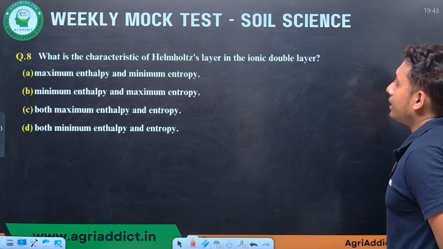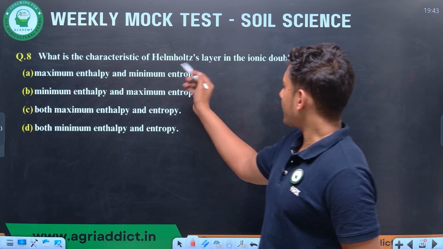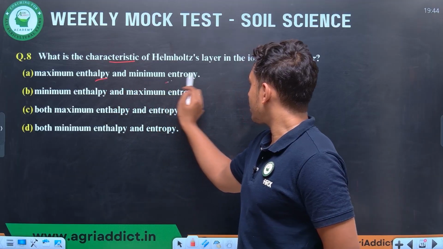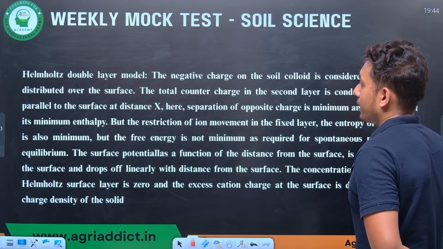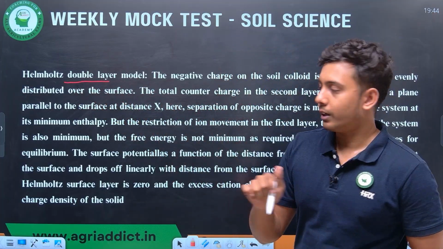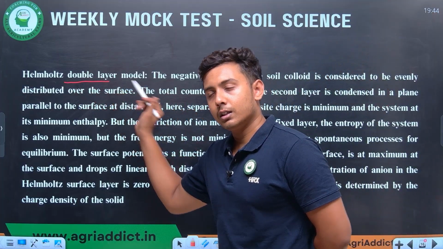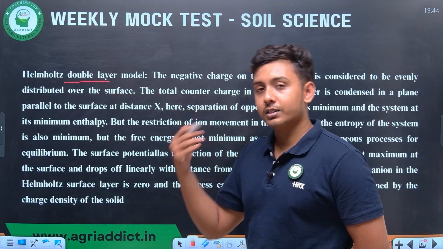What are the characteristics of the Helmholtz layer in the double layer? It is mainly the characteristics regarding enthalpy and entropy. First we have to learn what the Helmholtz layer is. There are 3 double layer models: the Helmholtz double layer model, the second one is the Gouy-Chapman diffuse double layer model, and the third one is the Stern model.